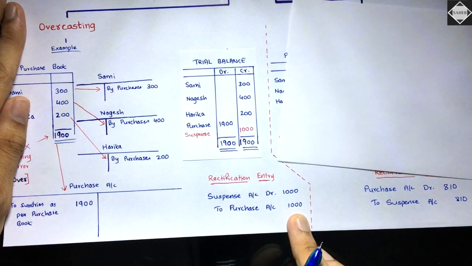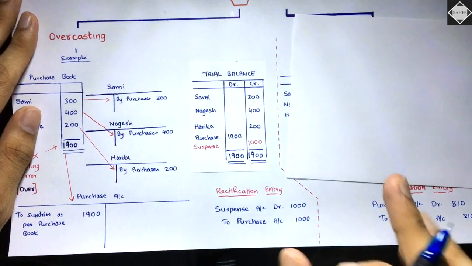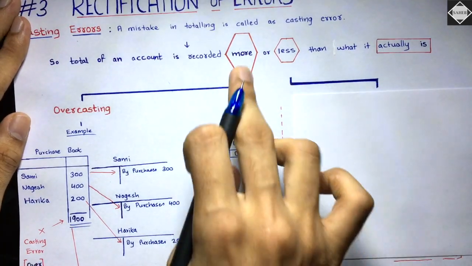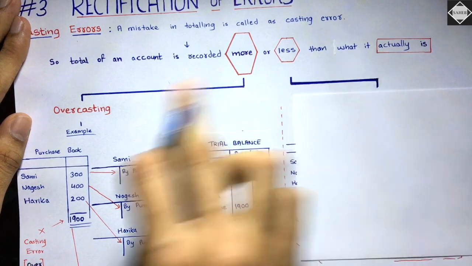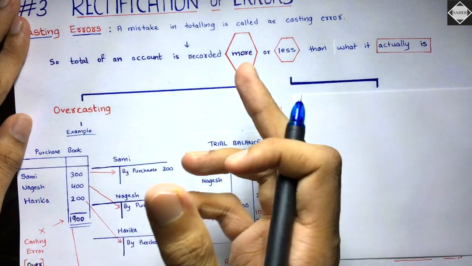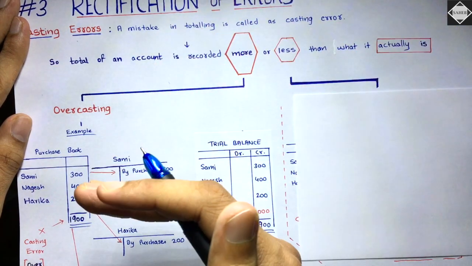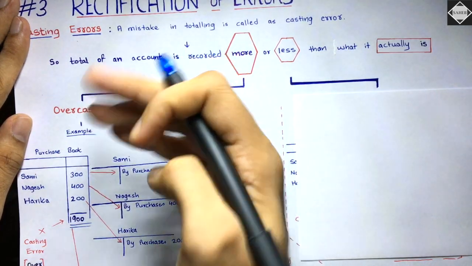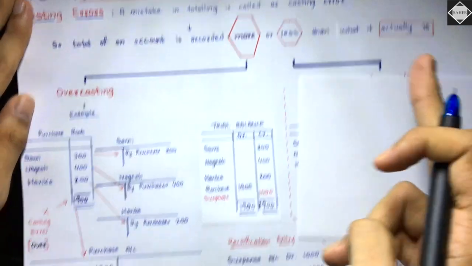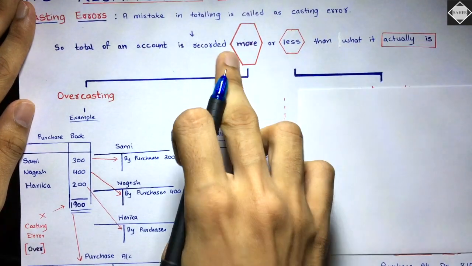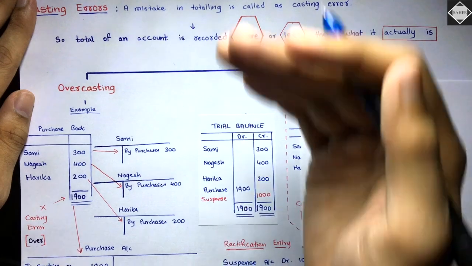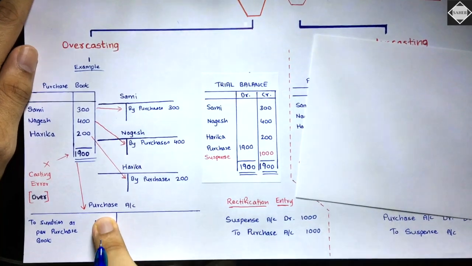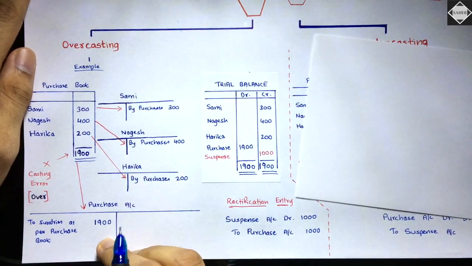Now you wonder, sir, how to pass this rectification entry? I told you what you have to do. Whenever you record something more than what it actually is, as in the example of overcasting, you just have to reduce. You have recorded more than what it actually is. It was 900 in this case, and you recorded 1900. Simple common sense: you have to reduce purchases by 1000.